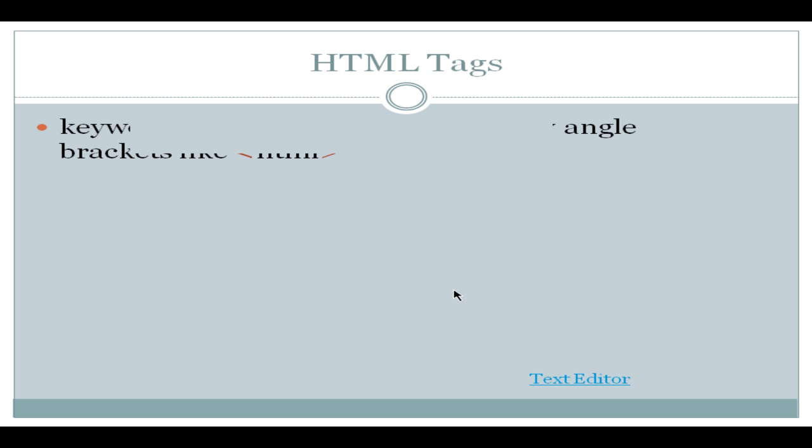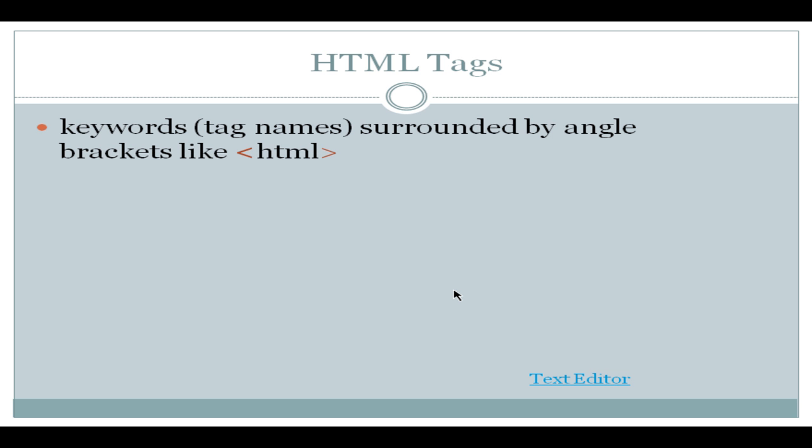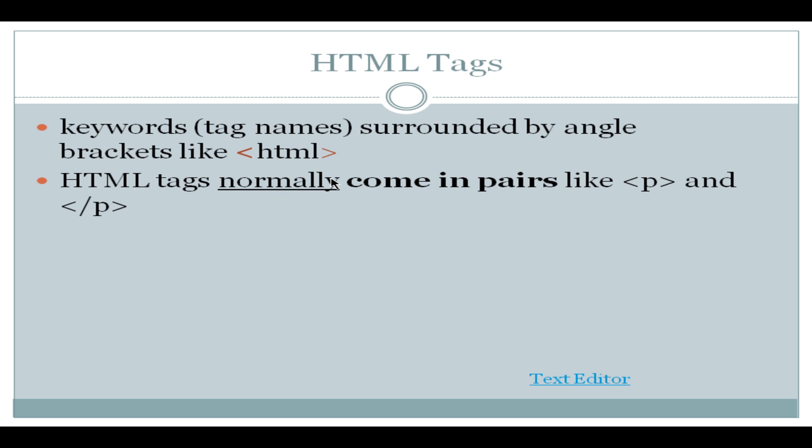HTML tags, what are they? Well, they're keywords or tag names surrounded by angle brackets like this one, angle bracket HTML. And HTML tags normally come in pairs, like P and P. I say normally because as you go along in the tutorials, you will see that there are also single tags. But let's not talk about that right now.